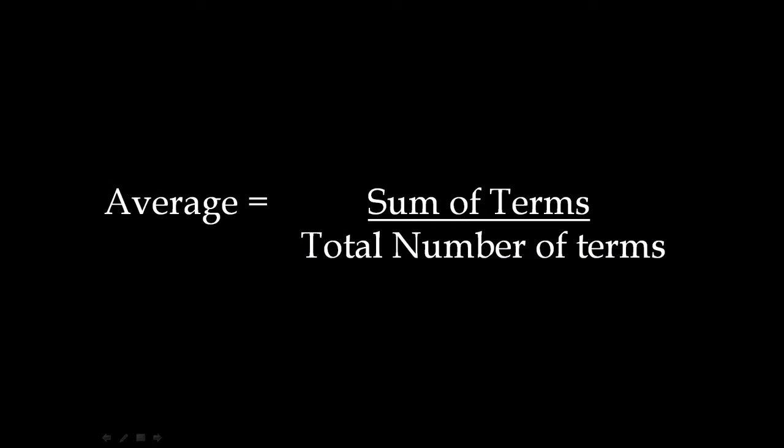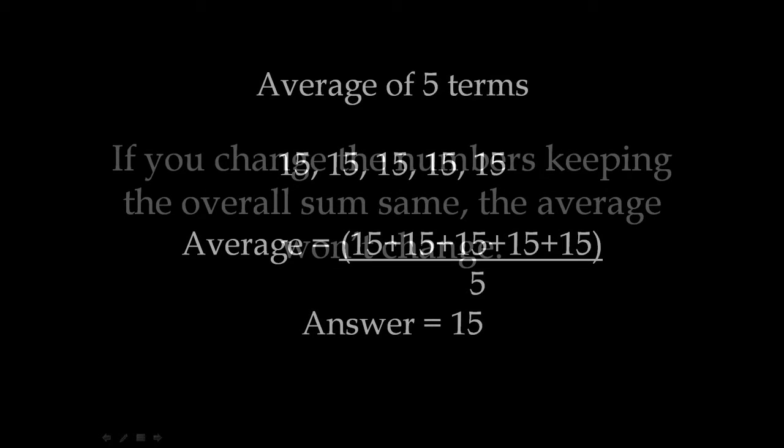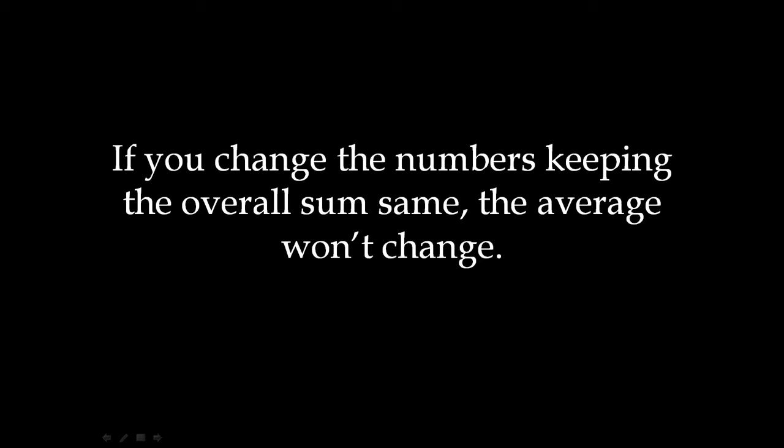So let's assume all the numbers were 15, so let's say 5 numbers: 15, 15, 15, 15 and 15. Since all the numbers are the same, the average of all these numbers would still be 15. Now, if I increase one of these numbers by, let's say, 5 and decrease another number of this series by 5, this would not change the total sum. The sum would still be the same and hence the average would still remain the same.